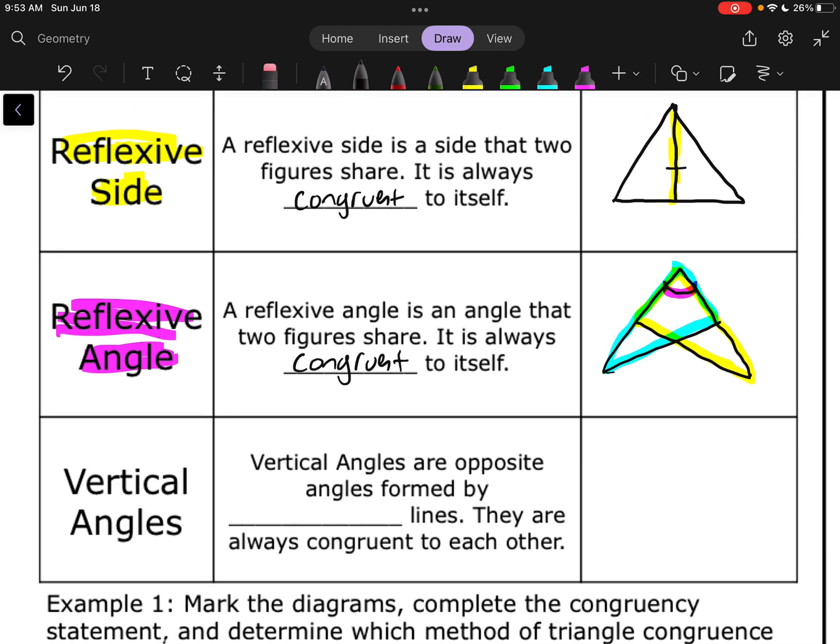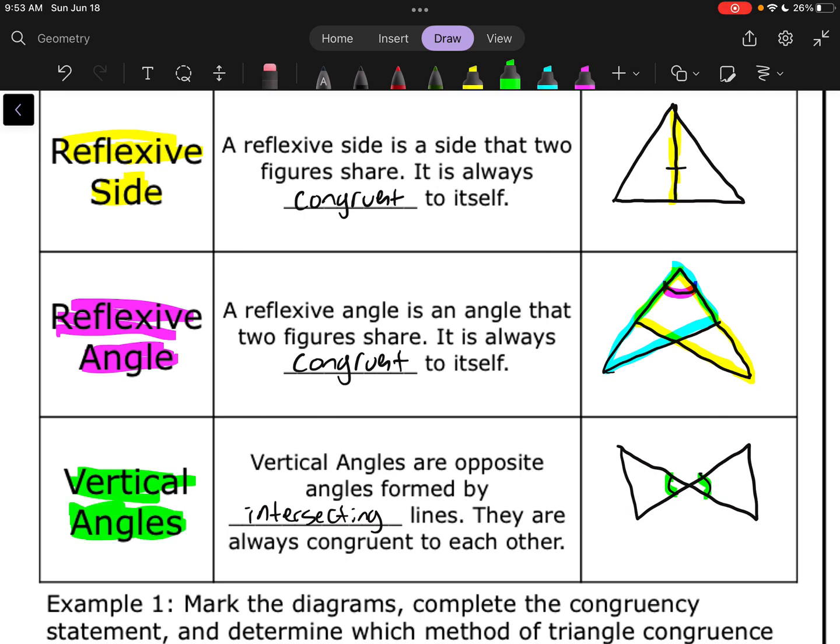And then we got vertical angles. Vertical angles, we've seen this since the very beginning. Vertical angles are opposite angles formed by intersecting lines. And vertical angles are always congruent to each other. So if we've got some intersecting lines, these vertical angles, we always get to mark them. They count as one of our 3 congruent things.